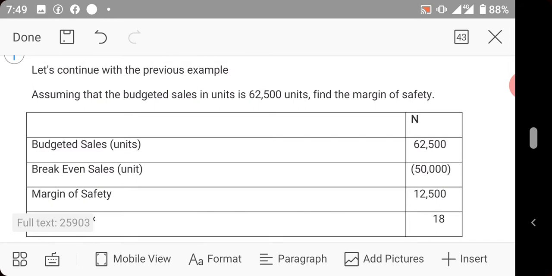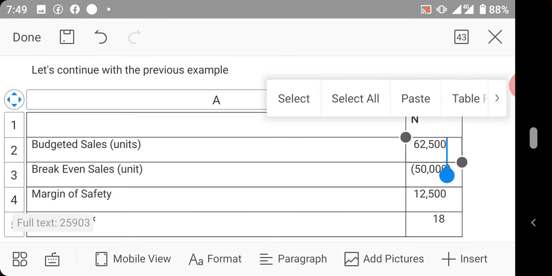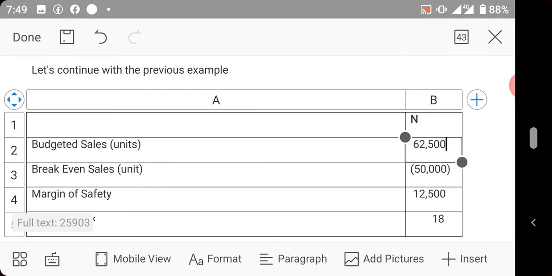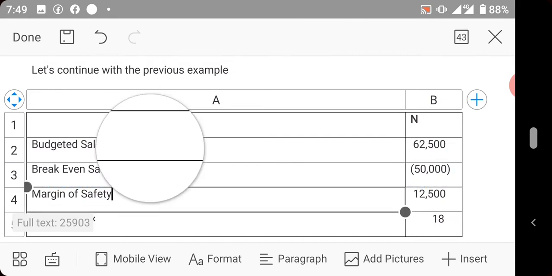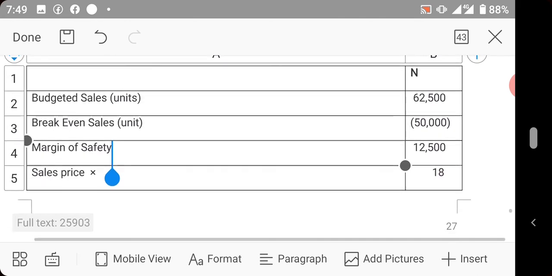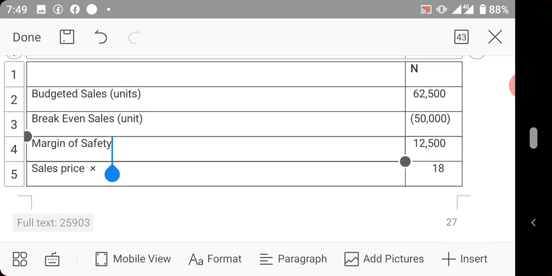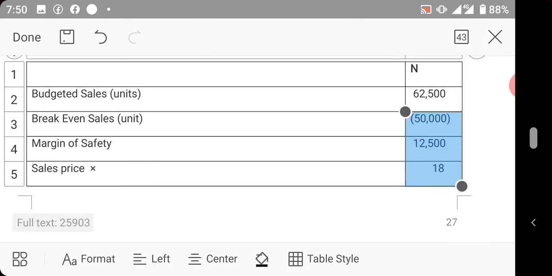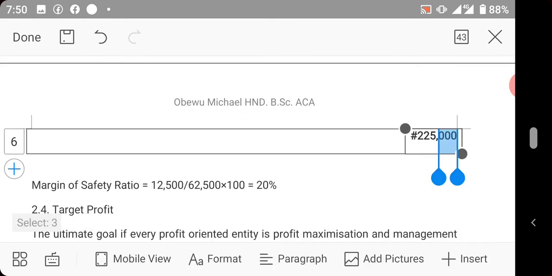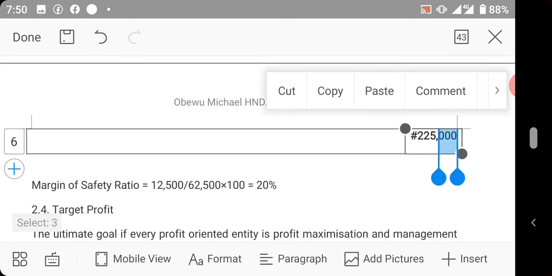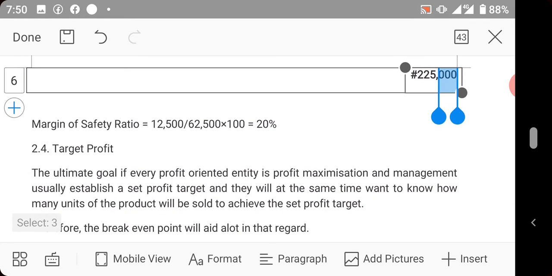So budgeted sales is now 62,500. Our break-even point sales is now 50,000, which was the break-even point we got computed above. So we have 12,500, which is our margin of safety. So this is margin of safety in units. To get margin of safety in naira, you multiply it by the sales price. It will now give you margin of safety in naira, which is this value, 225,000 naira. Good.